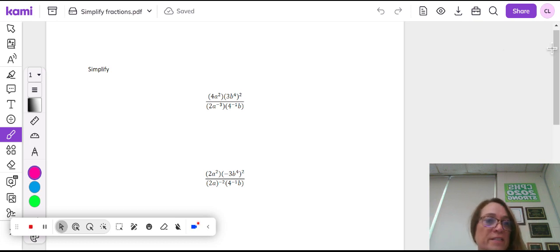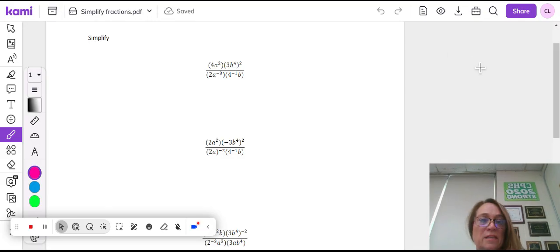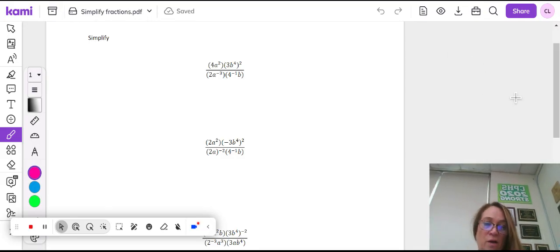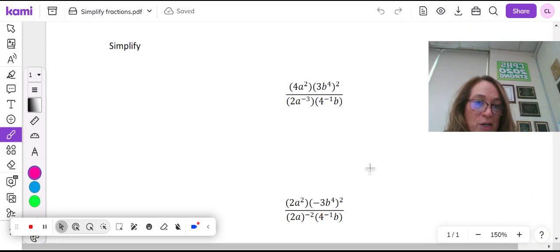Hi, I'm going to do the simplifying fractions. I believe Colin asked for more practice on this, but I'm sure we can all use a little extra practice. Why not, right? Okay, so the first thing we're going to do is, I have to make this bigger so I can actually see it.